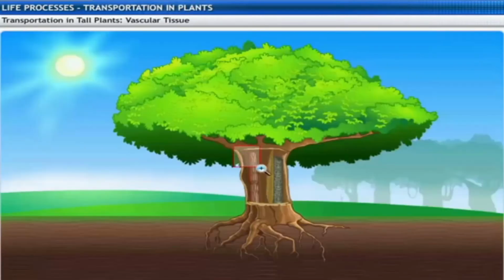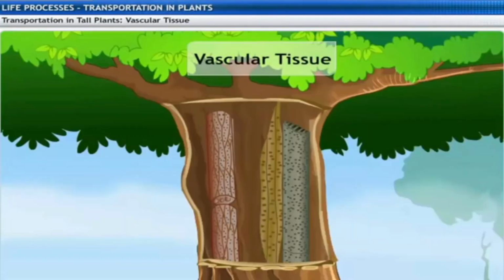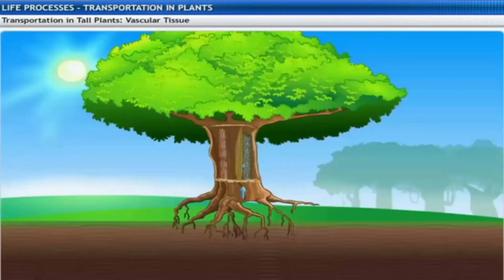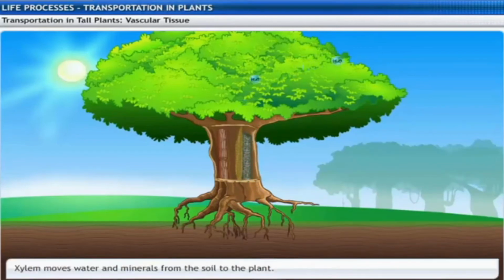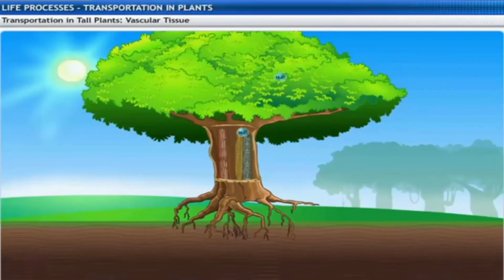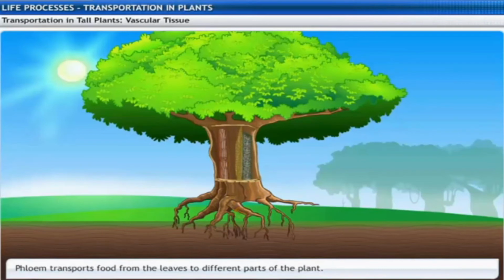Tall plants have transport systems called vascular tissues, which move raw materials from the roots and food from leaves. This happens through two sets of conducting tubes that work independently. The xylem moves water and minerals from the soil to the plant. The phloem transports food from the leaves to different parts of the plant.